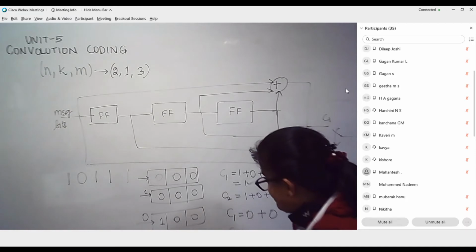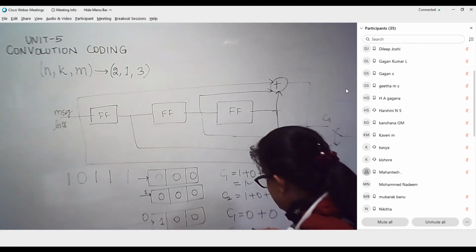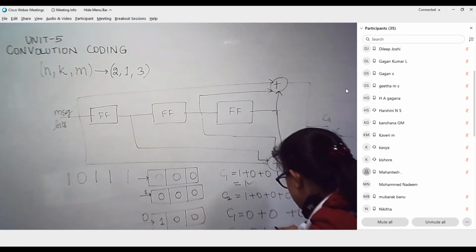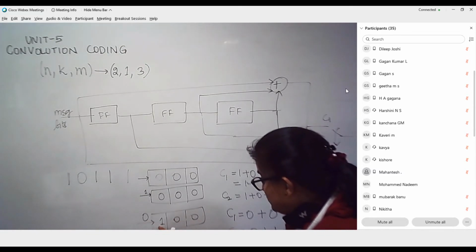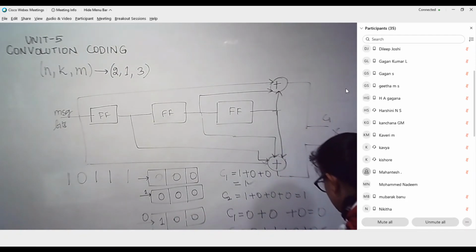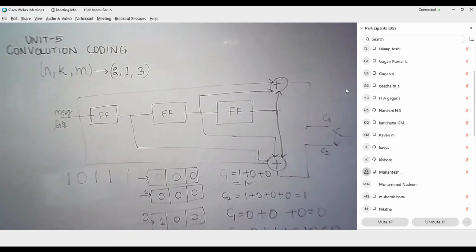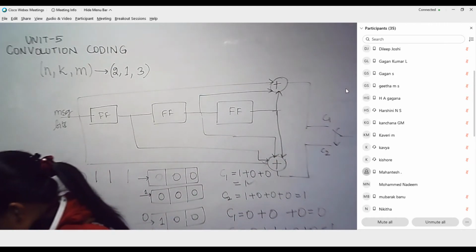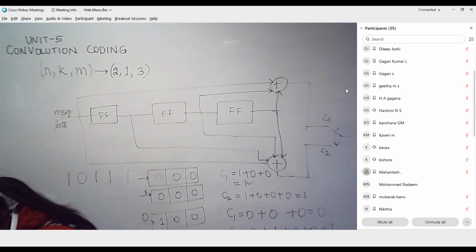Coming to C2, this one will be 0 plus 1 plus 0 plus 0. So it is going to be equal to 1. So this is how you are going to evaluate for this particular case. You need to be a little bit careful when we are doing this. If you have any doubts here, you can ask. Similarly, you continue doing it for the other cases also.